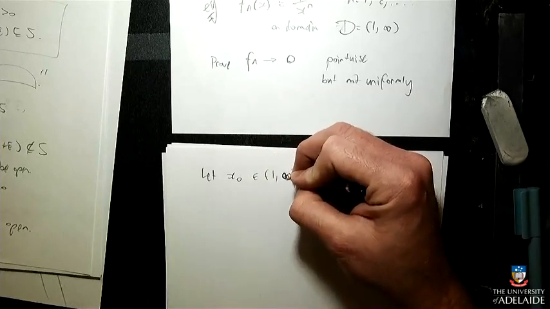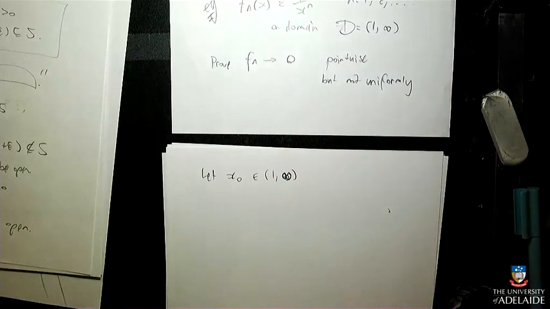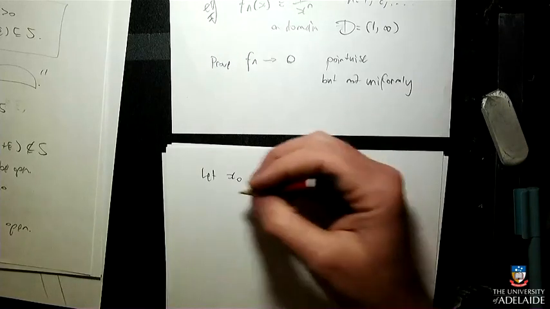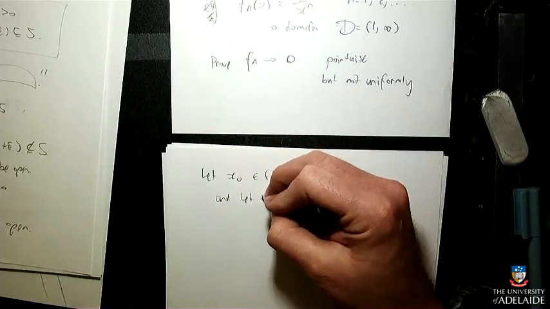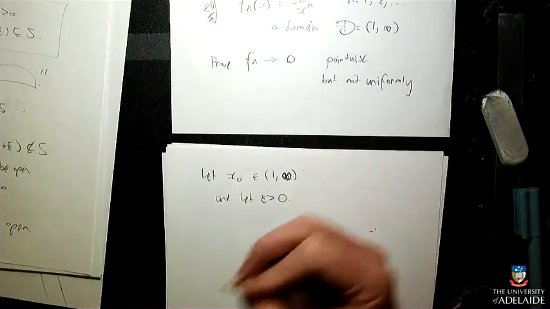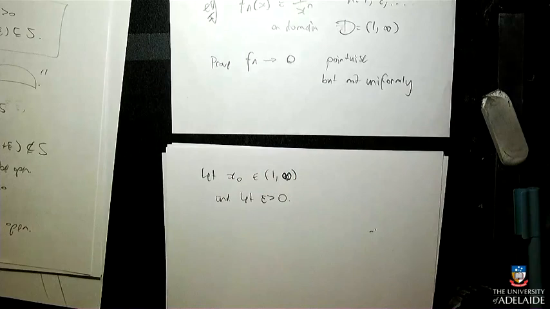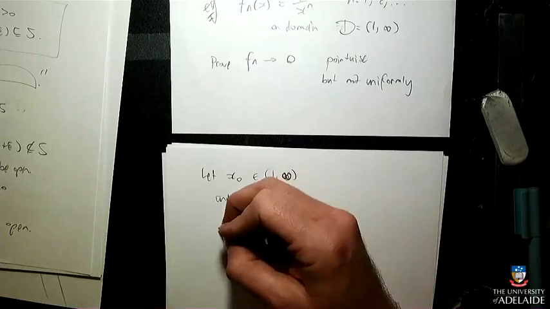That's an infinity, not an 8. All right. And then what we also want to do is pick an epsilon, and we want to show that there is an n such that f of x0 minus 0, because that's the function I'm looking for, is less than epsilon.